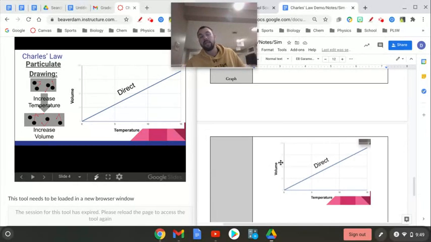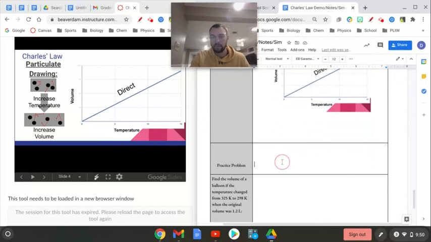They both go up, but the opposite is true. They can both go down as well. So if I make something colder, the space that the gas is in should start to condense or get smaller as well. So less temperature, less volume.